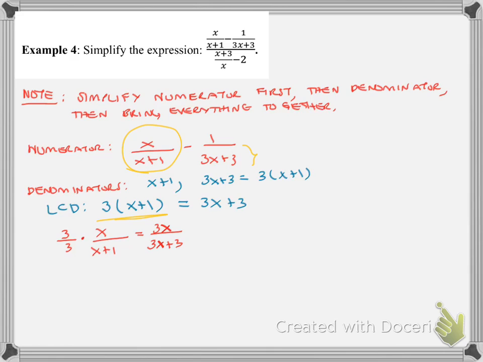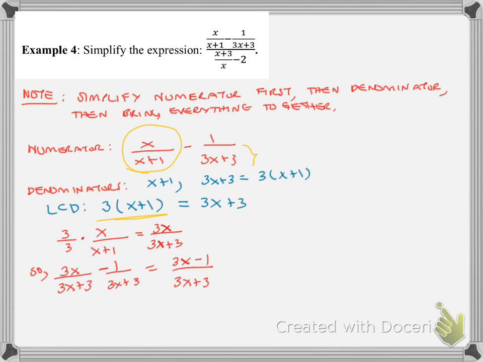And so in our numerator, we're going to have 3x over 3x plus 3 minus 1 over 3x plus 3. Now we can bring them together. So we have 3x minus 1 over 3x plus 3.